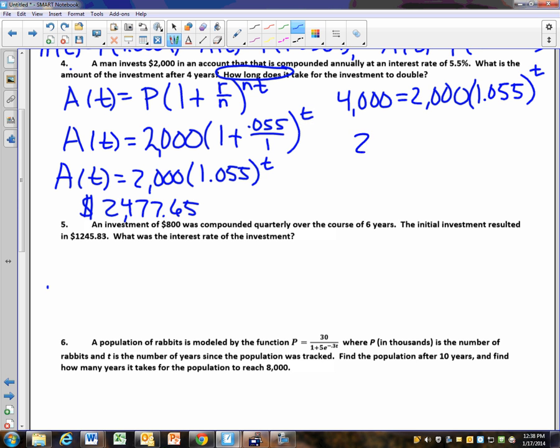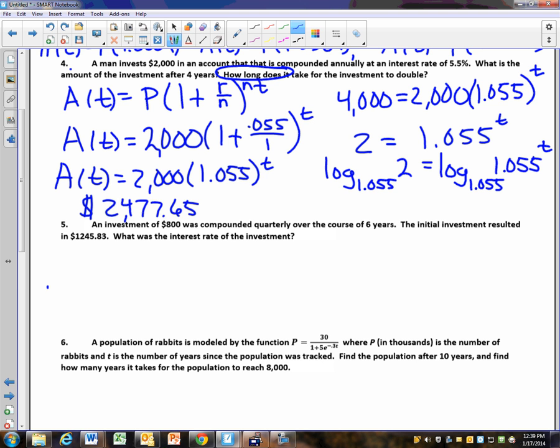Divide by 2,000, we get 2 is equal to 1.055 raised to the T power. How do you solve that equation? Logarithms. We have to get rid of 1.055. We get rid of 1.055 by taking the log of both sides. Log base 1.055 of 2 is equal to log base 1.055 of 1.055 to the T power.